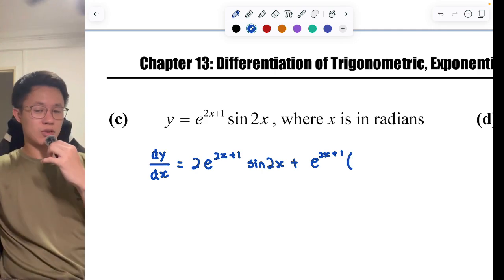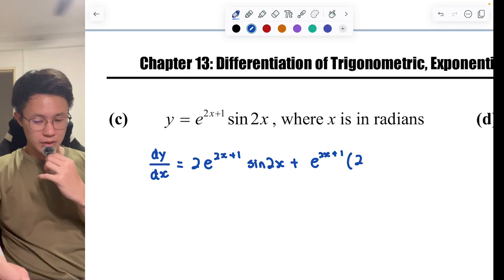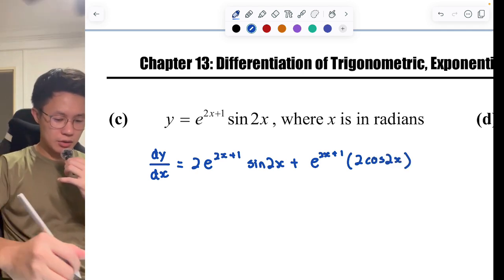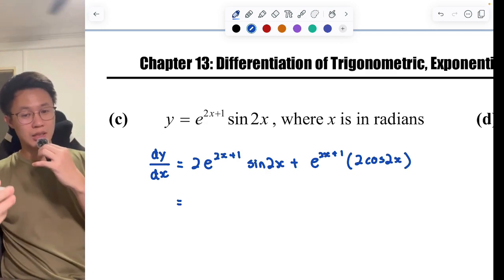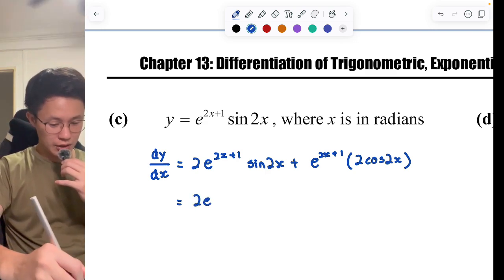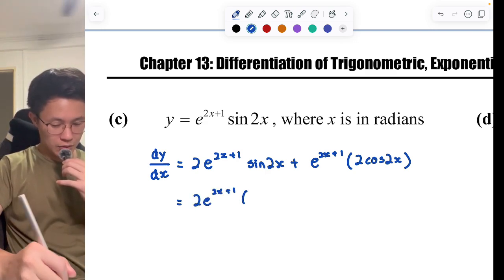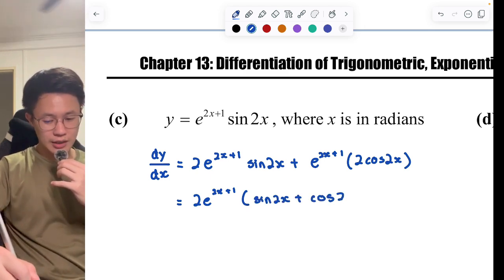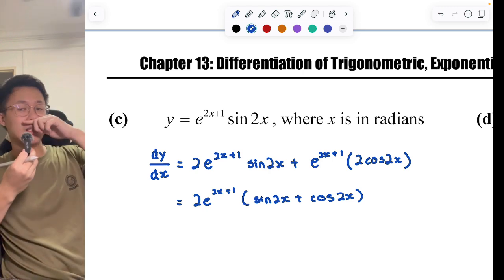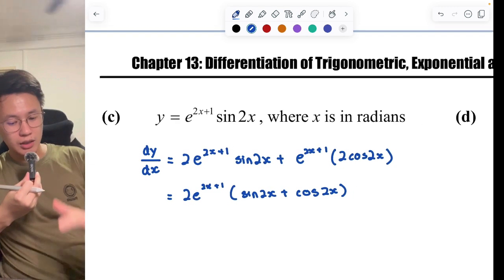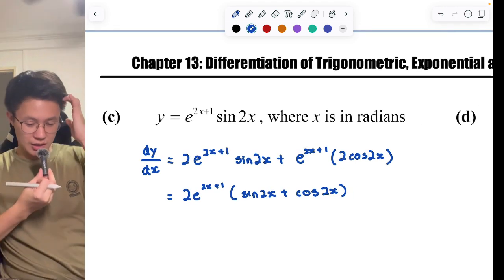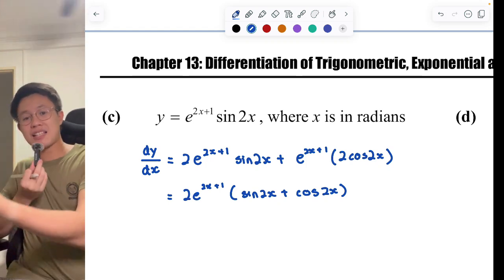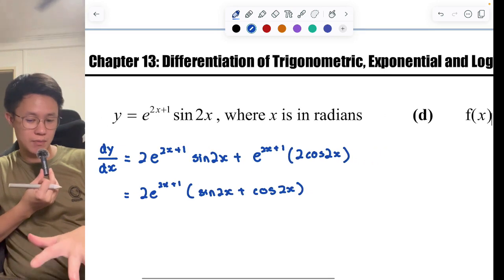Okay, we're going to differentiate sine 2x. If you remember, this would be 2 cosine 2x. Right? So from here, you actually have common factors of 2 times e to the power of 2x plus 1, which is fairly interesting. And you have sine 2x plus cosine 2x. It'll be good to factorize out common factors. Keep your answers a little bit neat. Keep your answers a bit clean. And it looks nice, right? It looks easier for me to understand that it's 2 times e to the power of 2x plus 1 times an addition of sine 2x plus cosine 2x.